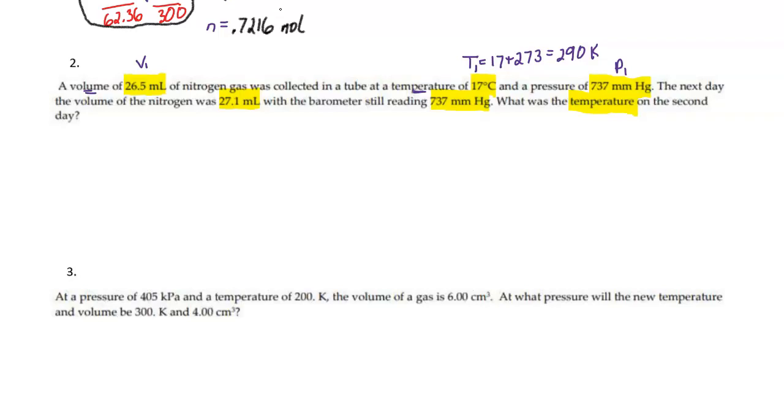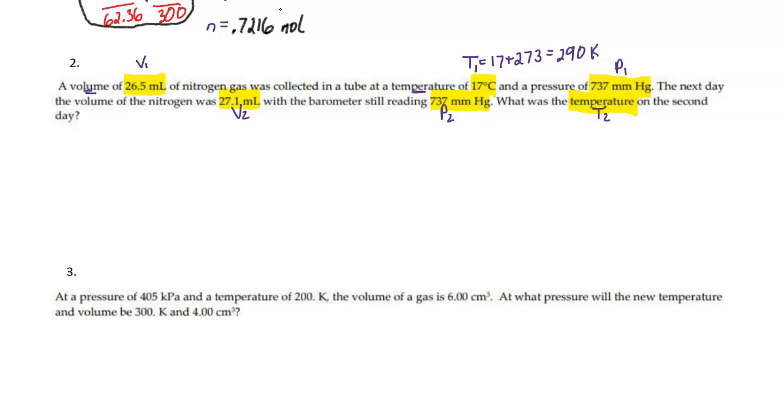The next number we get to is 27.1 milliliters, another volume, so V2. 737 millimeters of mercury, that's a pressure again, P2. Although I'm already noticing that both pressures are the same, the pressure did not actually change. Reading further, the question asked, what was the temperature? This is the second mention of temperature, so T2. That's the first step of the 4-step process.